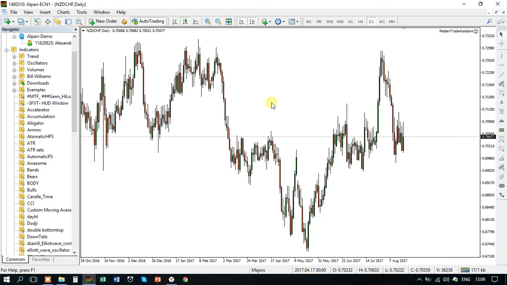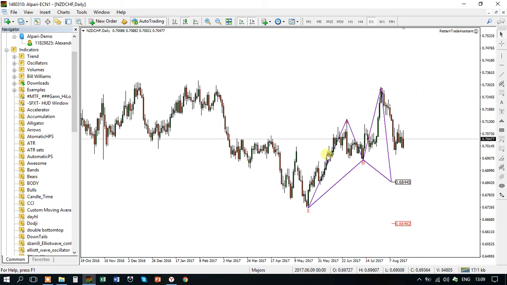The only thing you need to do in case of manual software identification is press C on your keyboard and click X to A to B and C. And here's the magic. If the points are correct, the software analyzes them, and you don't need to stretch anything. You don't need to remember all those rules. You will have the pattern drawn if the points meet the criteria.